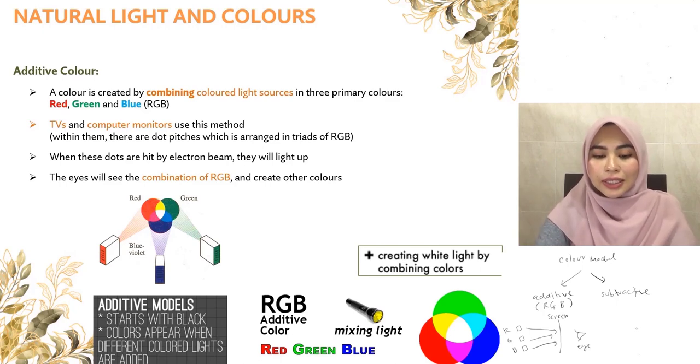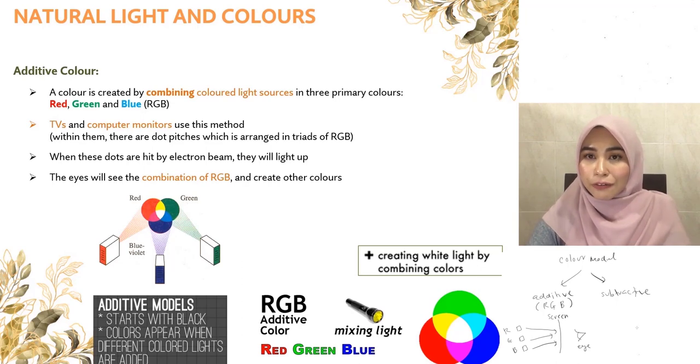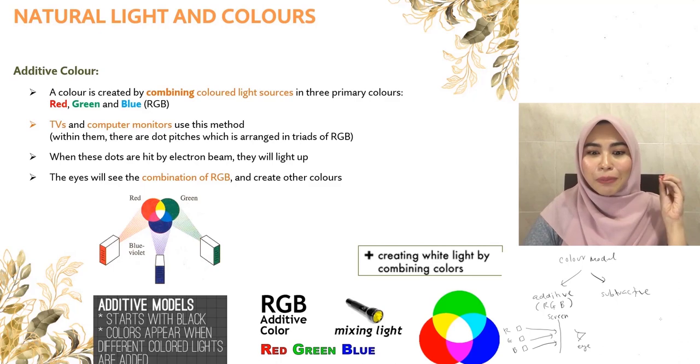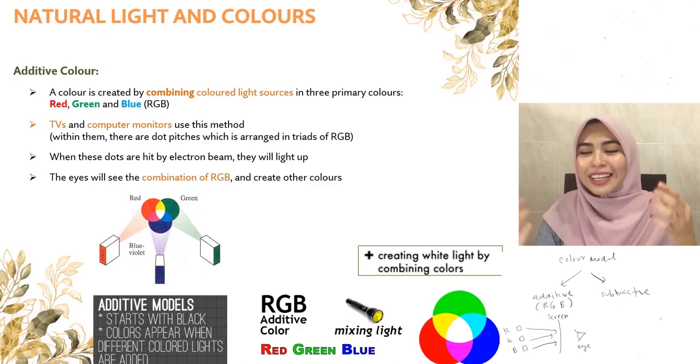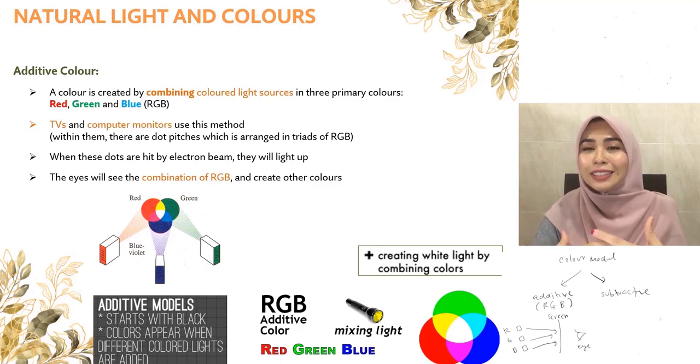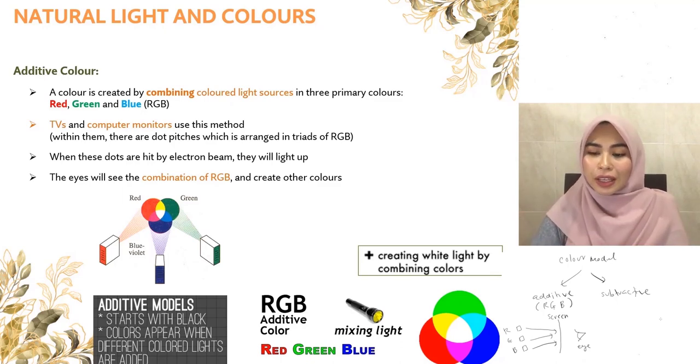Okay, it says here it starts with black, meaning that your screen is pitch black, no light. So when we add different lights, that's when we see colors on our screen. When we mix all of the lights together, maximum red, maximum blue, maximum green, so a lot of lights, right? Suddenly when you combine all of those colors together in maximum amount, it will create a white light. That's how we see the white on our screen.